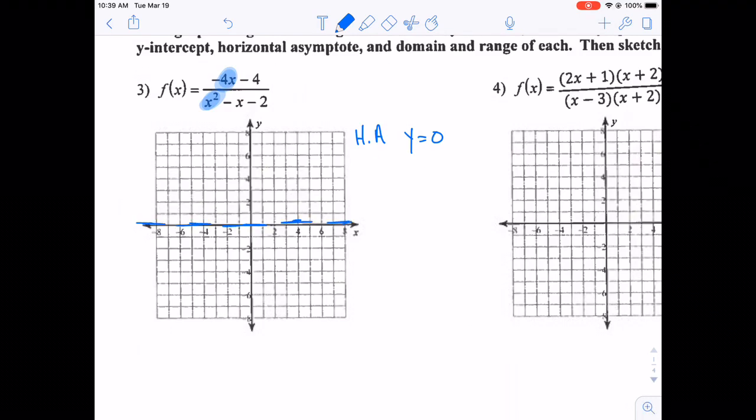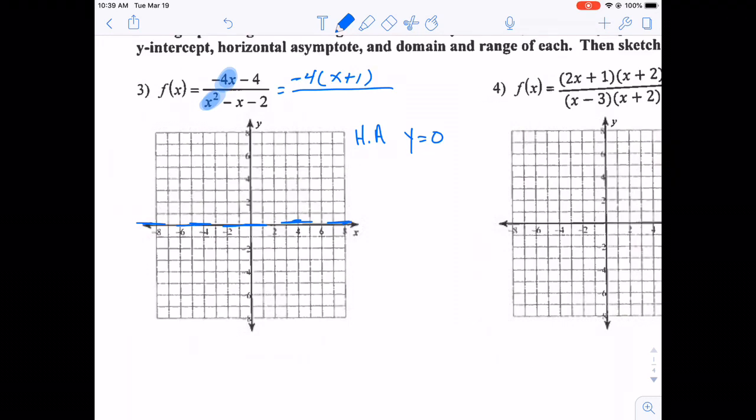All right, so now we're going to move into our vertical asymptote. But before we do that, we have to factor. So I'm going to factor both the numerator and denominator. In the numerator, I'm going to factor a negative 4 out. If I factor a negative 4 out, I am left with x plus 1. Again, if any of this is confusing to you, pause it, make a note of it, ask me or Mr. H for help on that.